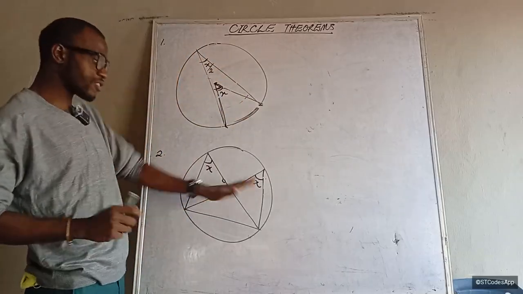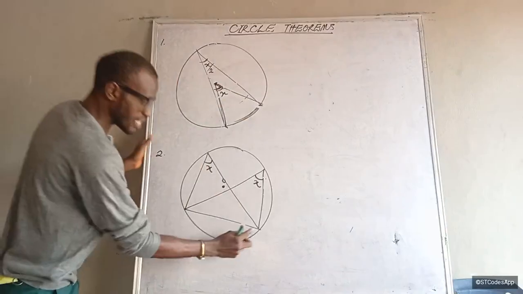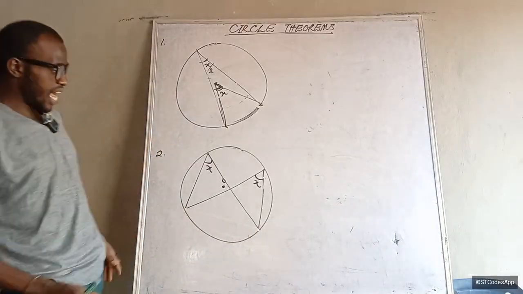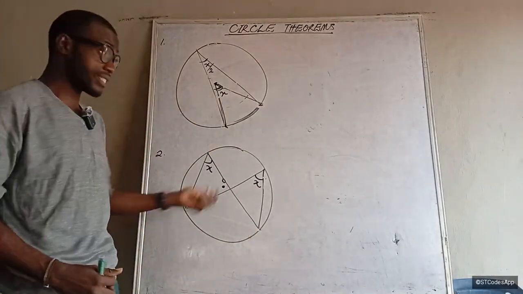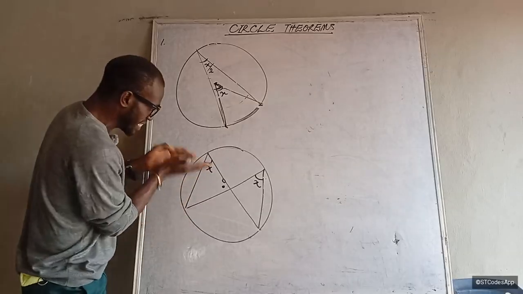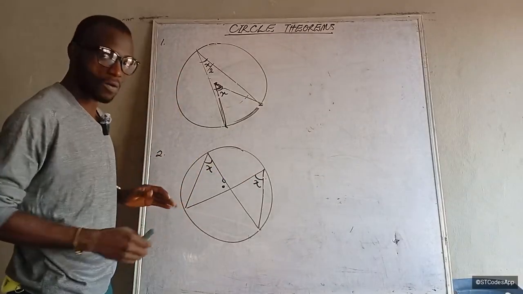But you are unlikely to see it this way in your exam. The way you see it is this. The exam will normally clean this off and show you something like a bow tie. That's what they call it, the bow tie theorem. So the angles in this segment are equal.